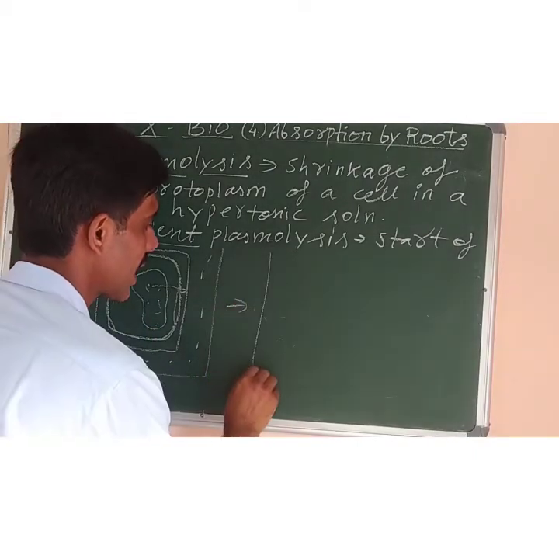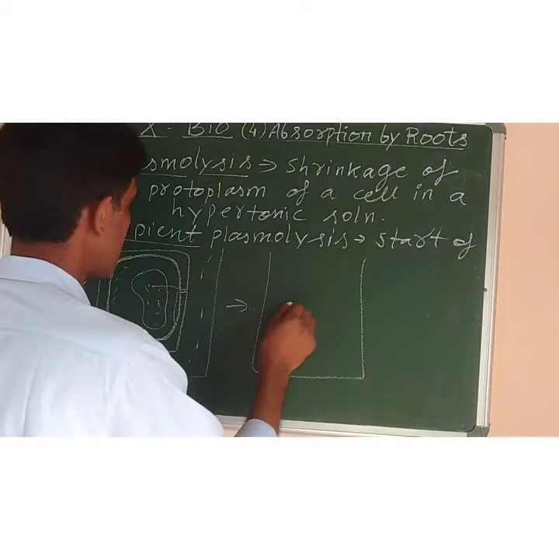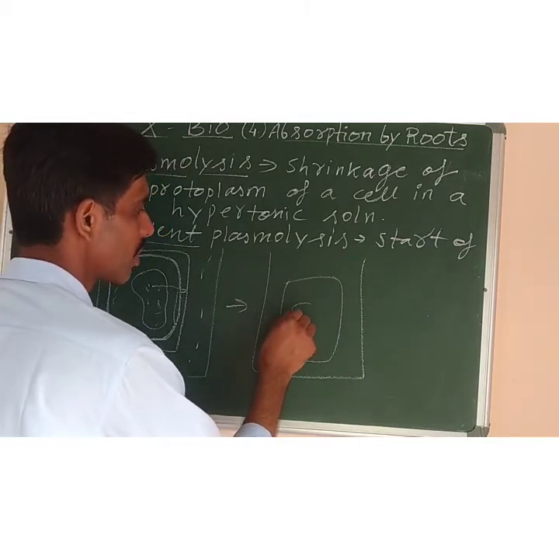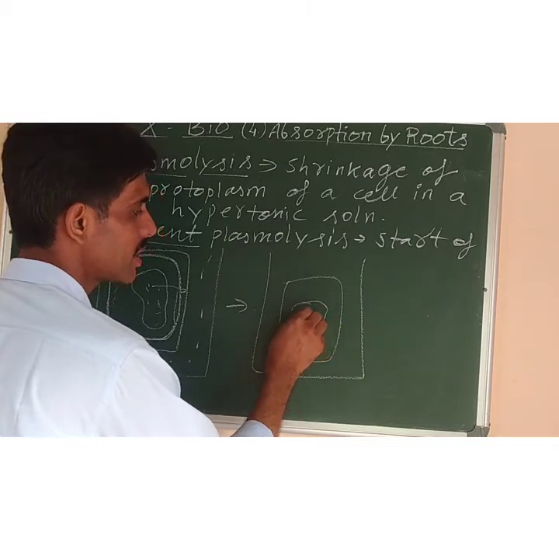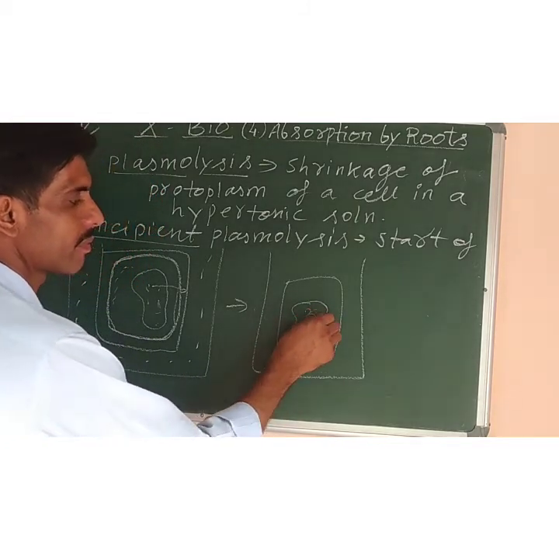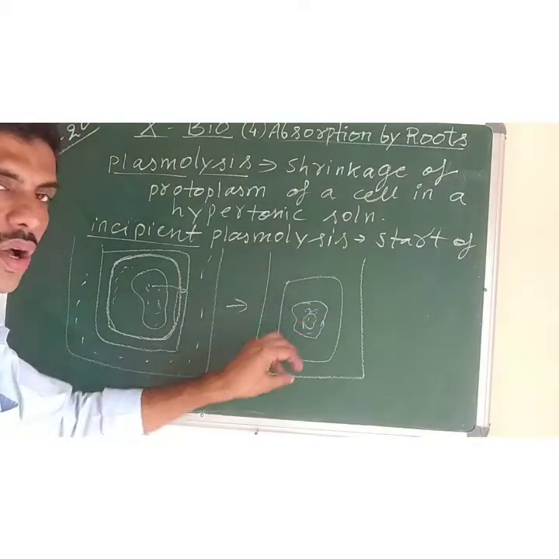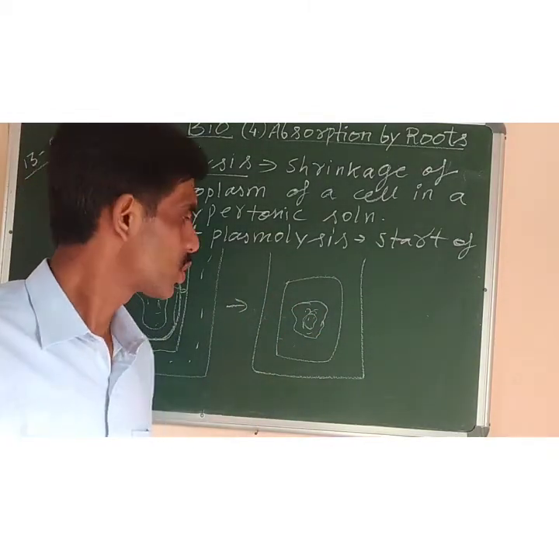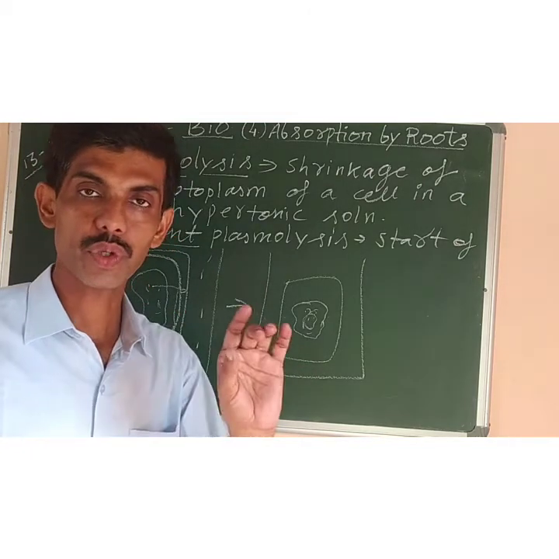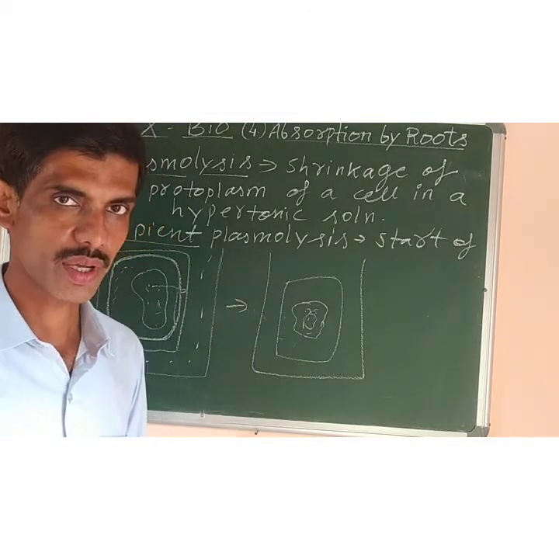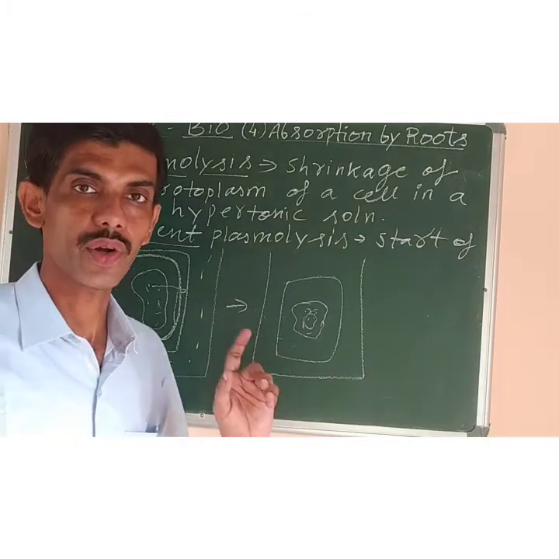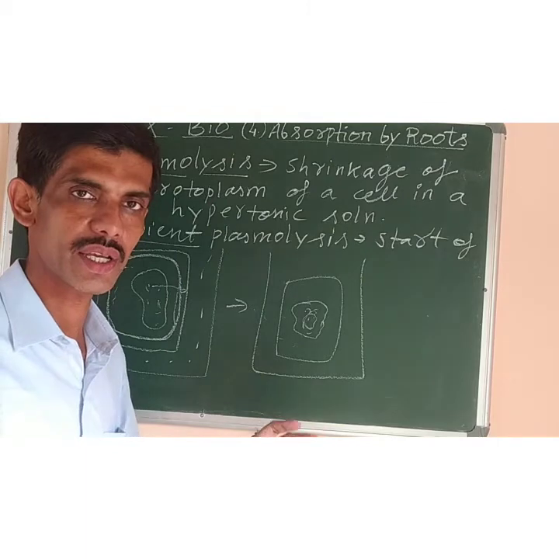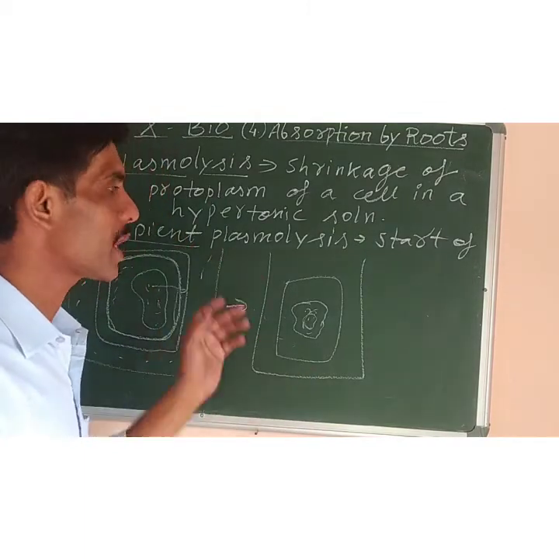You can see in the next diagram which I am drawing, the cell wall is as it is. This is the plant cell having the cell wall, and now the cell membrane is here with all the cellular contents. Since the entire protoplasm is shrinking towards the center of the cell, that process is called plasmolysis, and it occurs in a hypertonic solution. And what is incipient plasmolysis? The initial or starting stage of plasmolysis is called incipient plasmolysis.